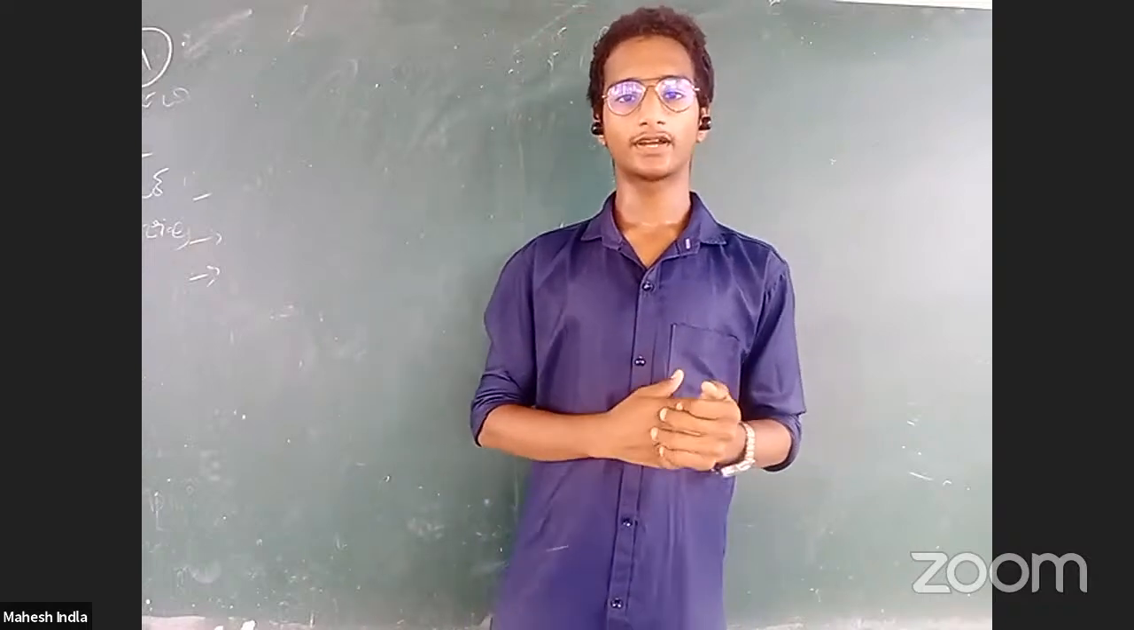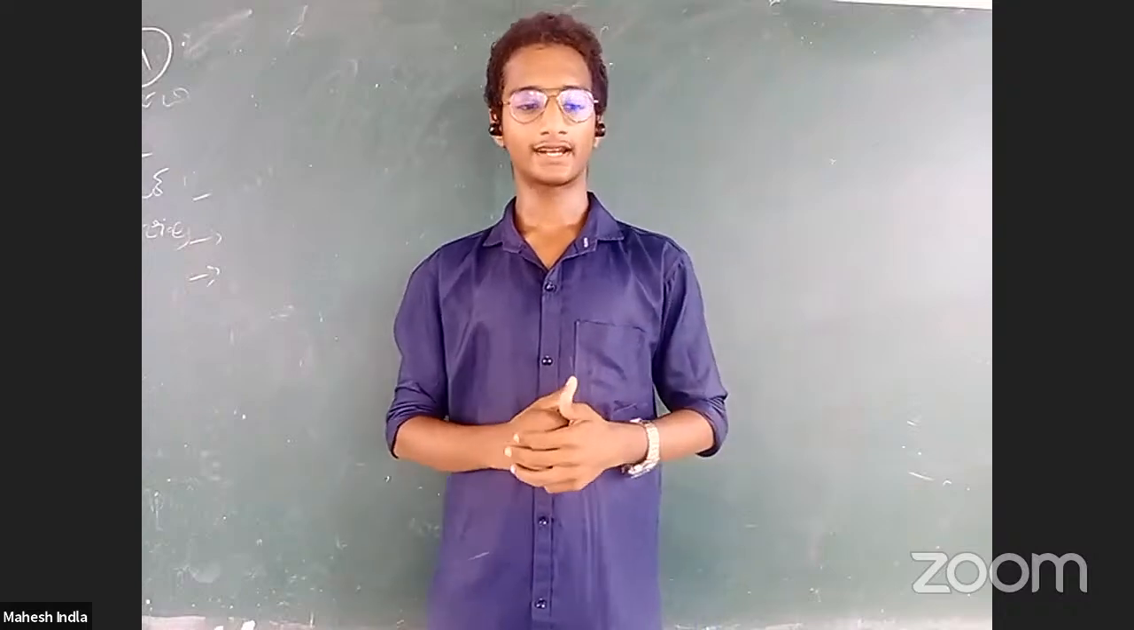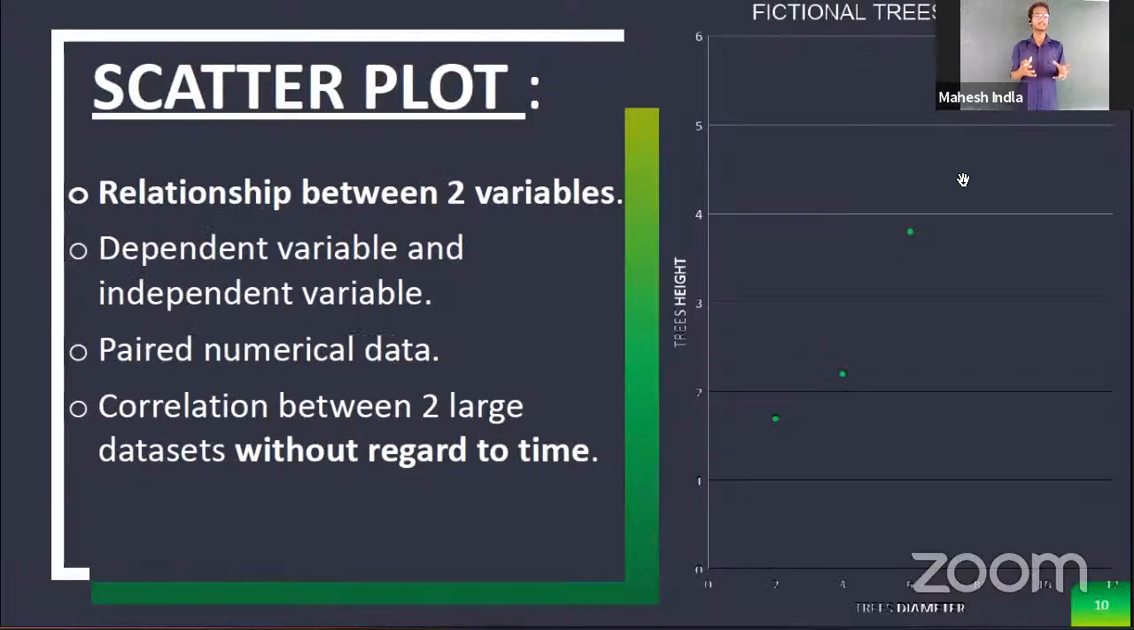So let us see how we can represent the data in this scatter plot. Here I have collected the information about fictional trees. Just imagine that there are trees, and here each dot on the graph represents each tree. On the x-axis, there is the diameter of each tree, and on the y-axis, you will find the height of each tree. I used this scatter plot to represent this data because I have to show some relation between the diameter of the tree and the height of the tree.